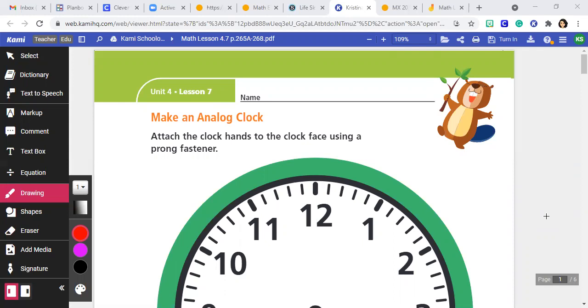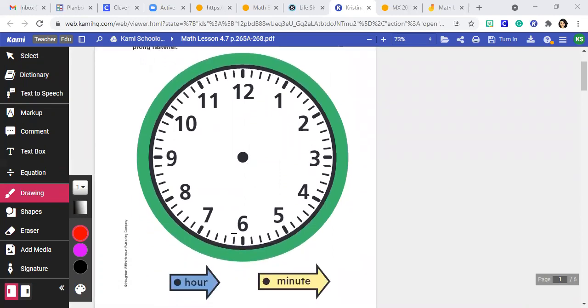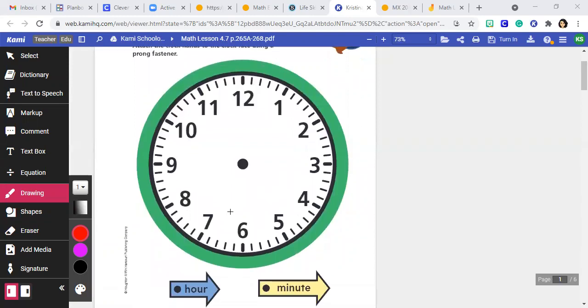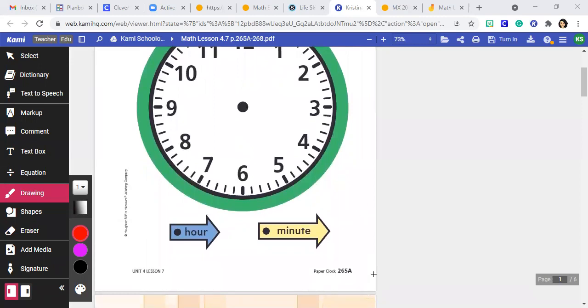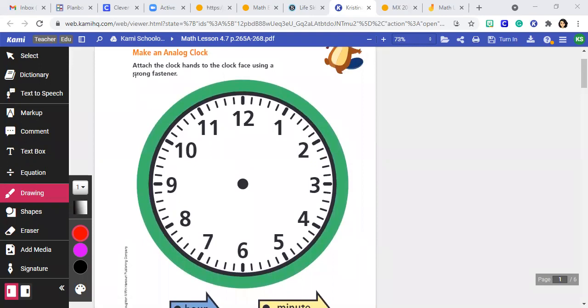In this lesson, we need to do some cutting out. On page 265A, you're going to see this clock and these little arrows that need to be cut out with precision. So pause the video, cut this part of page 265A out for this paper clock, and come back once you have attached the clock hands to this center point of the clock face using a prong fastener.